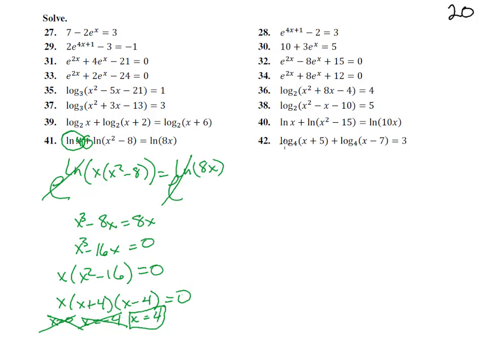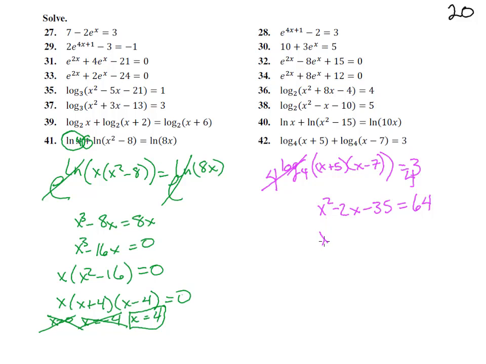Last one here. Okay. So we've got separate logarithms, so we need to combine them. So we have log base 4 of x plus 5 times x minus 7 equals 3. Okay, undo the logarithm, 4 to the, or use the definition of logarithms, and you'll get x squared minus 2x minus 35 equals 4 to the third power, which is 64. Wow, okay, so let's subtract 64 from both sides, and we get x squared minus 2x minus 99 equals 0.